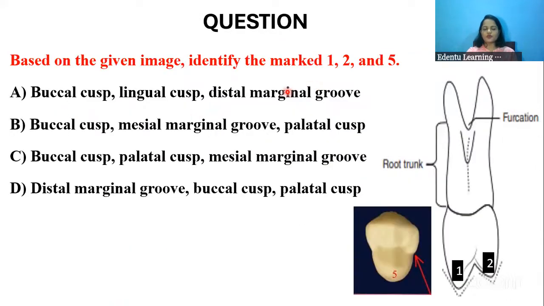Okay. Now, moving on to the next question. Based on the image given, identify the areas marked 1, 2, and 5. Okay, 5 refers mainly to this arrow pointed region. So what do 1, 2, and 5 show? Yes, answers please, doctors.